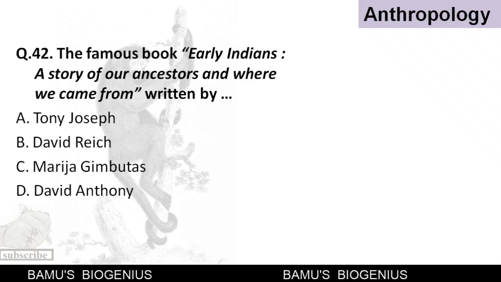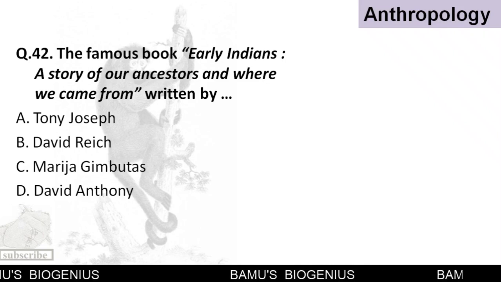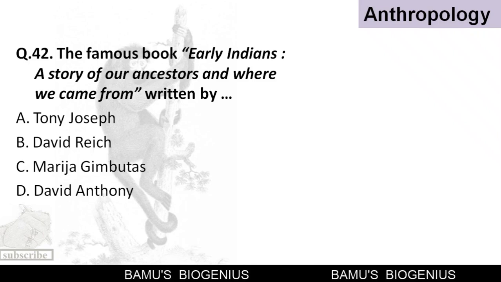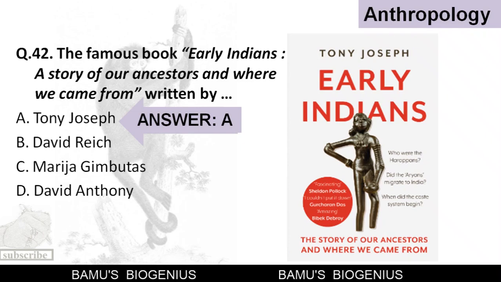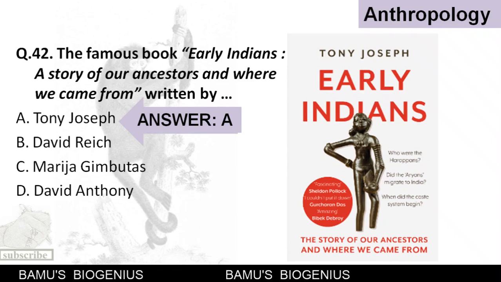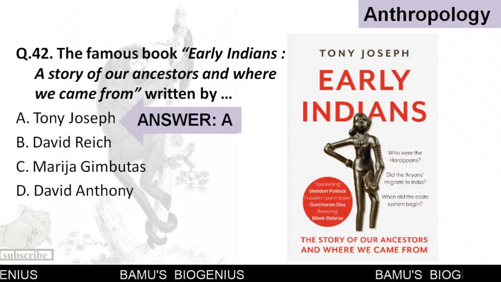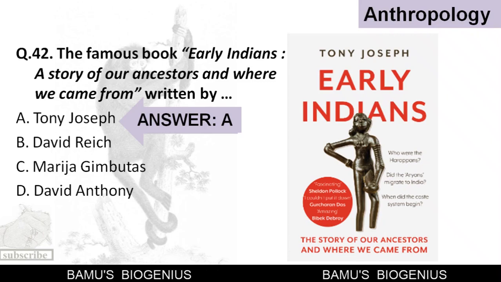Now the question number 42 is about anthropology. The famous book Early Indians, A Story of Our Ancestors and Where We Came From is written by Tony Joseph, David Reich, Marija Gimbutas, or David Anthony. The answer is Tony Joseph. This particular type of book is very famous and it shows how our Indian population is made. Who were the early Indians? How or from where they came? So this is all about the early Indian population.